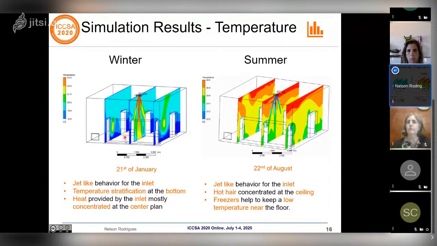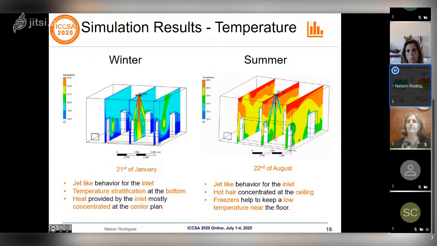But as you can see, for this jet-like behavior, this is the inlet, and the simulation can show us that only the middle plane, this is the middle region of the simulated section, that is right under the inlet, is where we have hotter temperatures. And as you can see, the inlet provided by the HVAC system influences the environment more than when we are at summer.